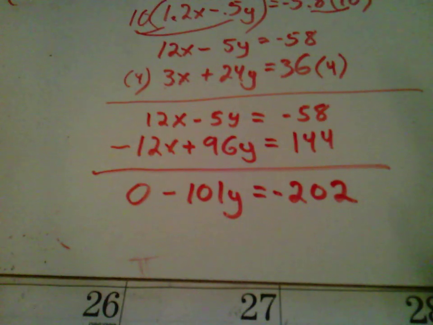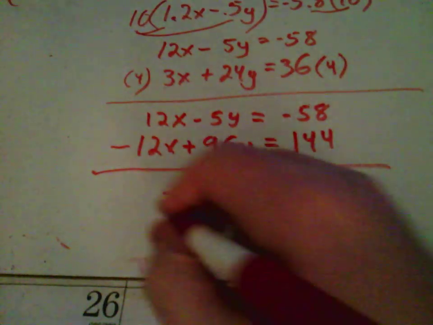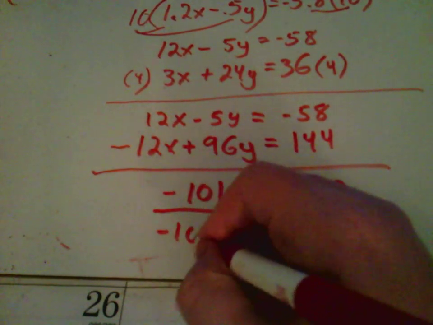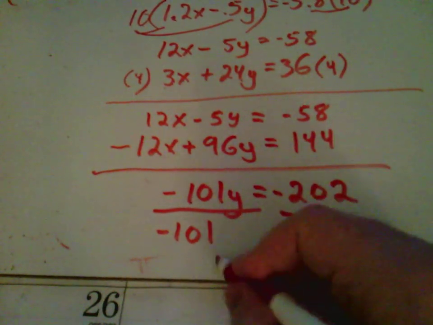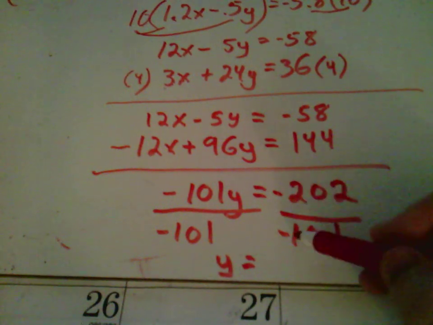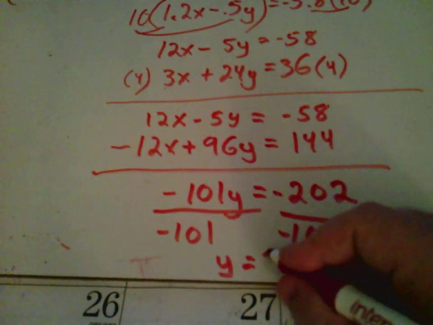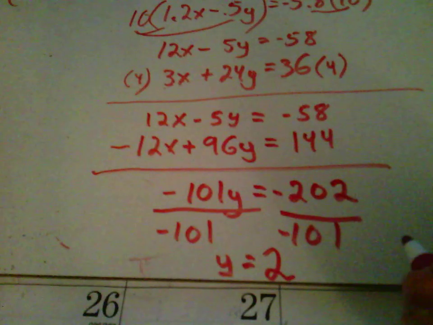Pause for a second. Take a look at what we got. Let's get rid of this, and let's solve for y. Divide both sides by negative 101. We get y is equal to 202 divided by 101, they're both negative, so we're going to end up with a positive 2. y is equal to 2. That is the same conclusion that we came to when solving this via substitution.